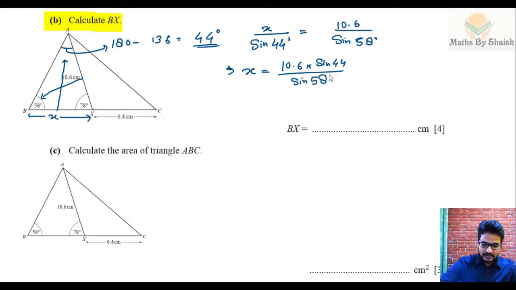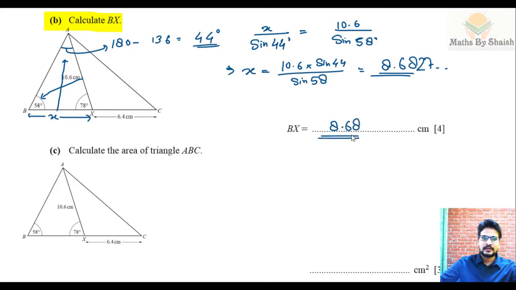And now we can directly calculate from the calculator. 10.6 into sine 44, whole upon sine 58. So this value is 8.6827 and so on. So to 3 significant figures it is going to be 8.68 centimeters, and that's the BX.